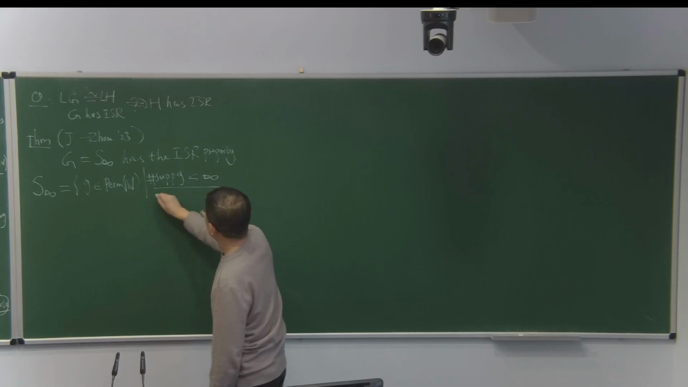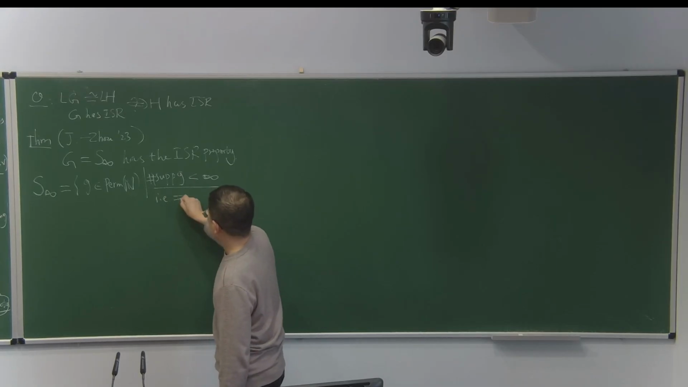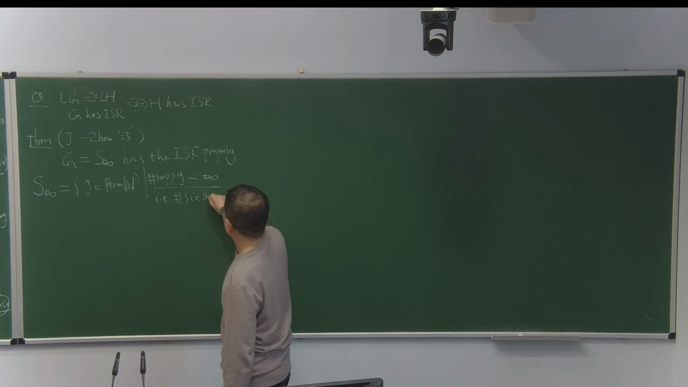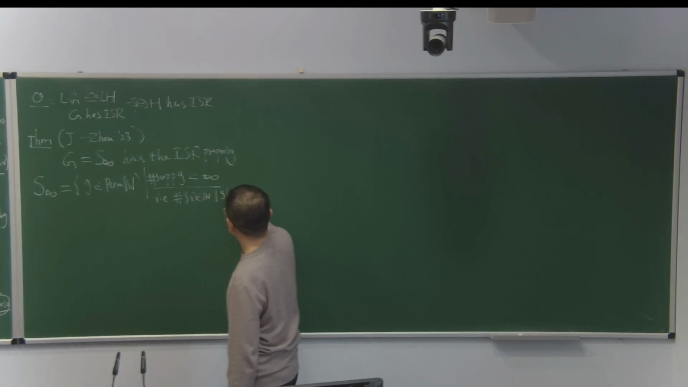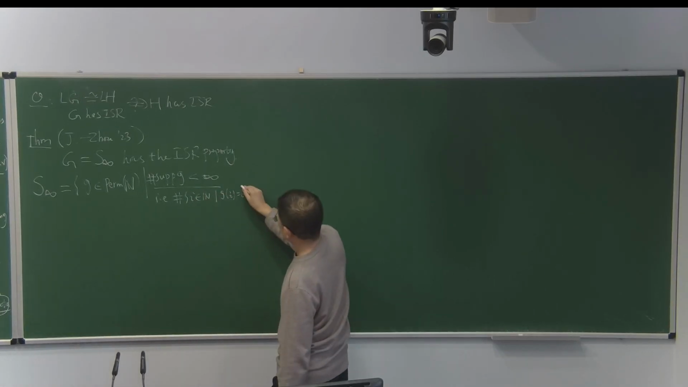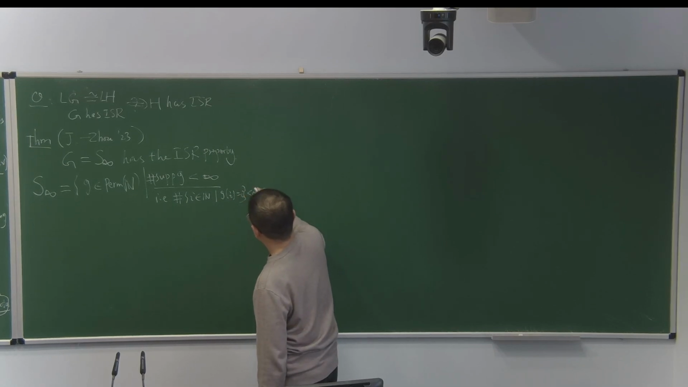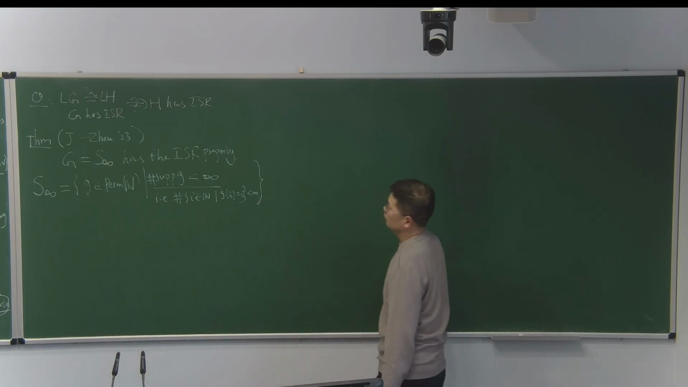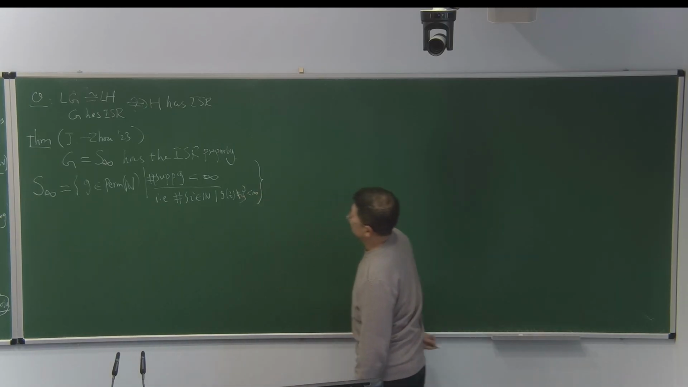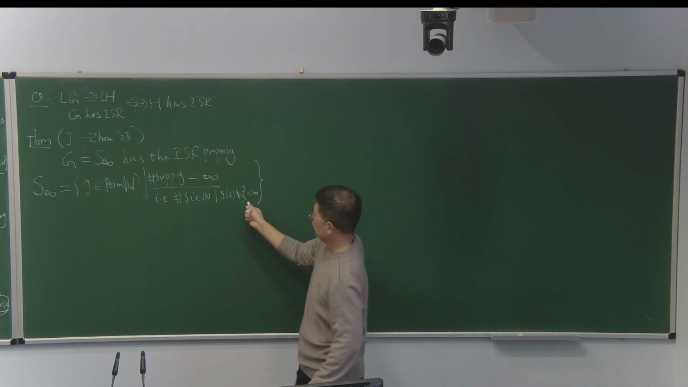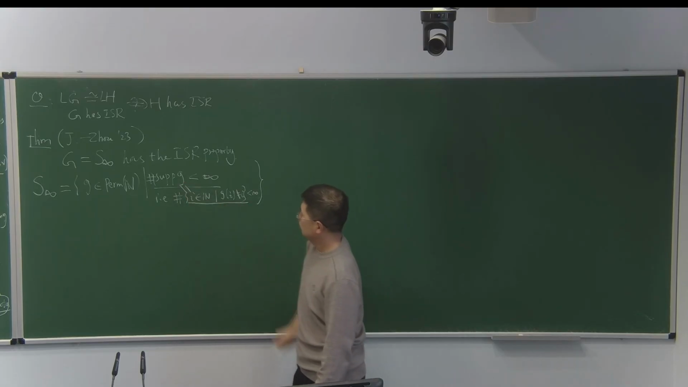So this means if you count how many points are moved by this permutation g, this is finitely many. Sorry, this is moved by this. This is the support. This is the definition of support.